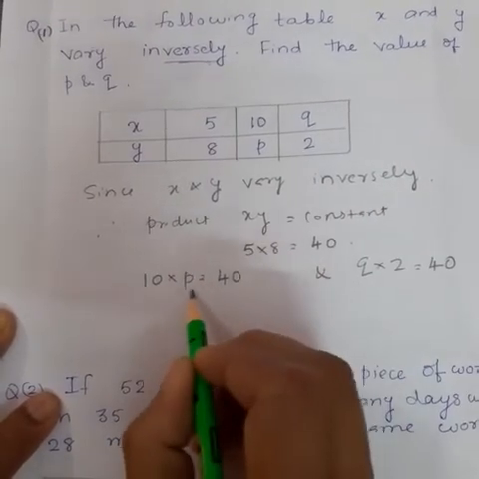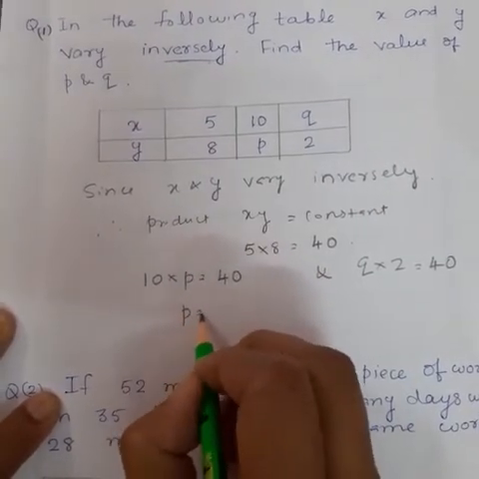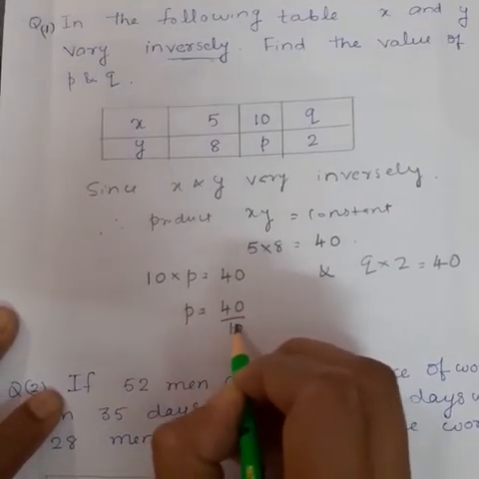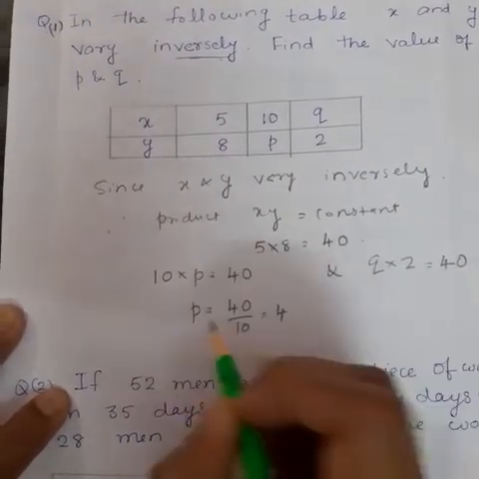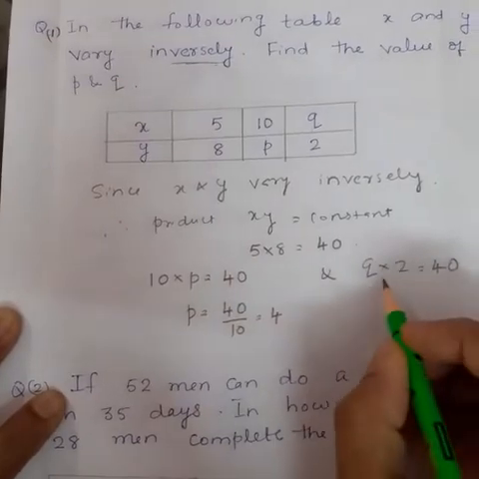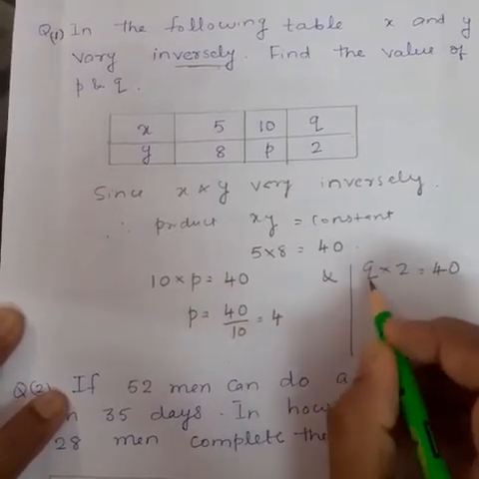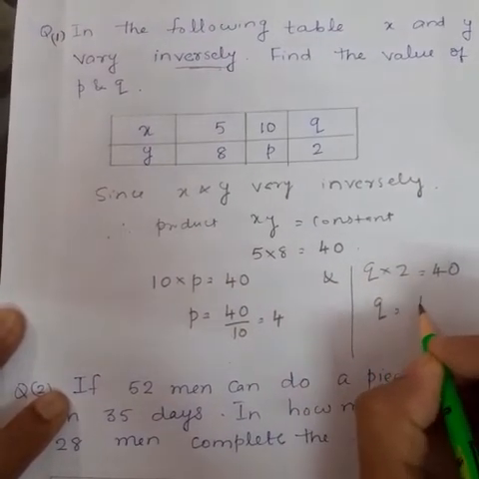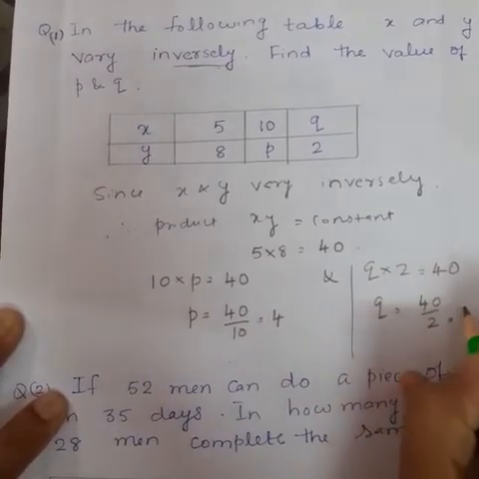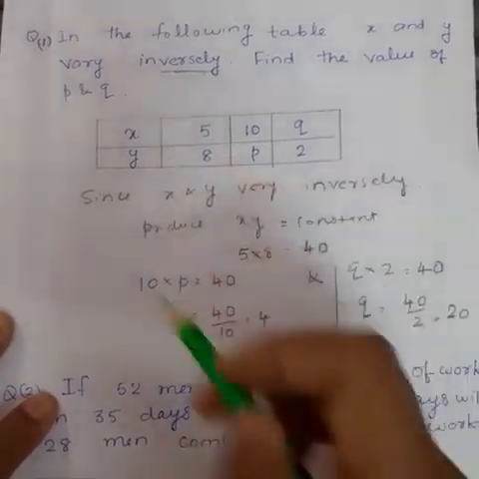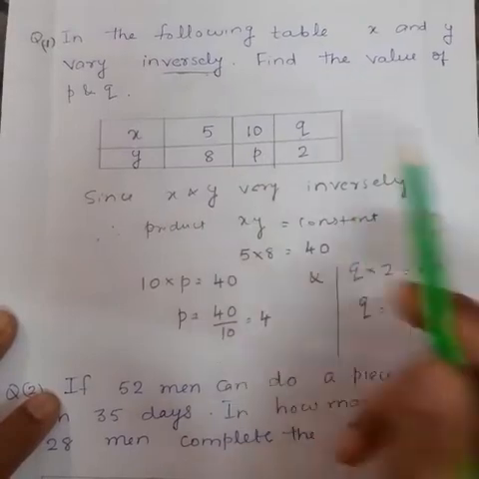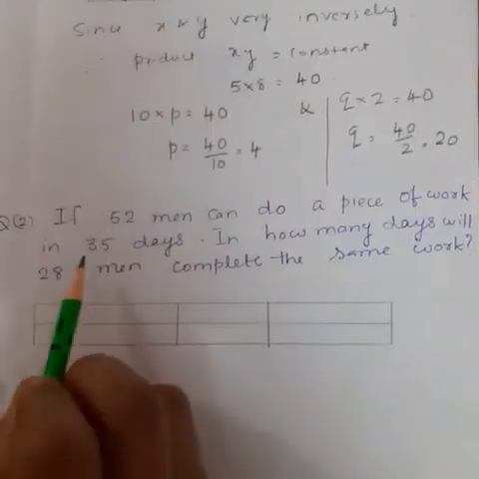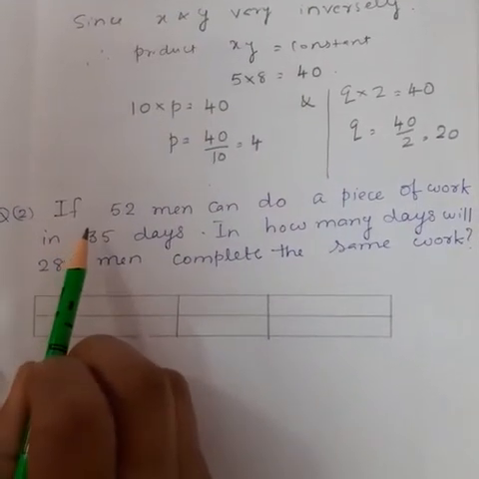Now from this we can find p. p is equal to 40 divided by 10, which is equal to 4. So we got the value of p. Now we can find the value of q. q is equal to 40 divided by 2, which is equal to 20. Like this we can find the values of p and q in the table. Let's discuss the next question.